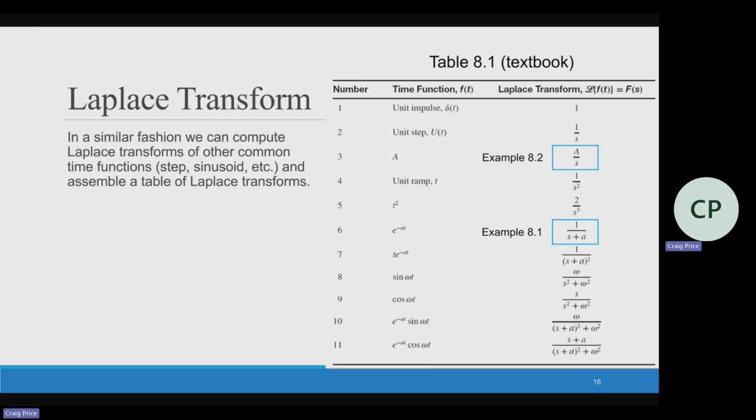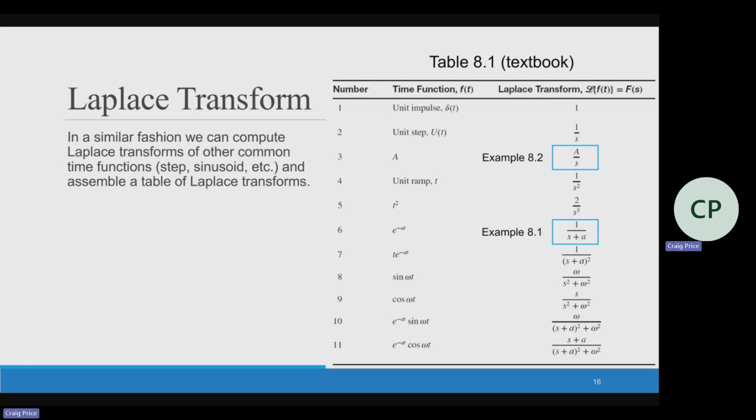I could have 5 times that. So therefore, my Laplace transform would be 5. A unit step. Unit step is a step of 1. So it's just 1, which is basically the same as line 3. If I have a 1 right here, the Laplace transform is 1 over s.